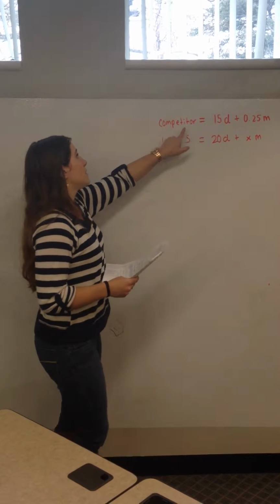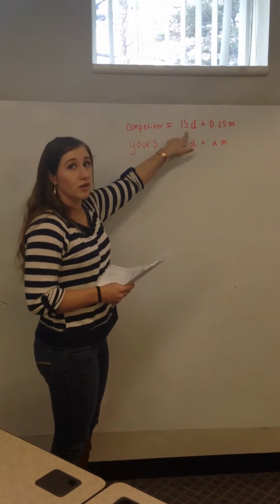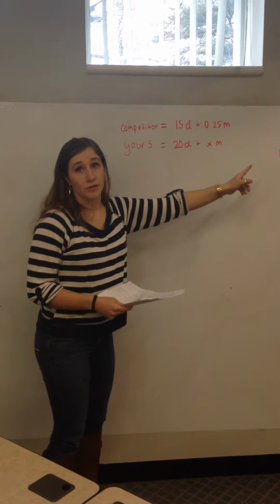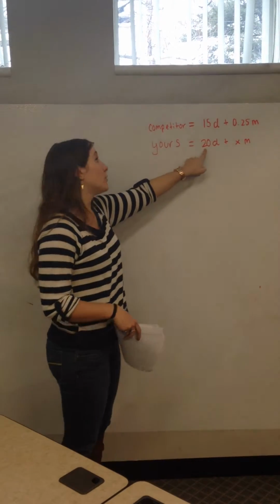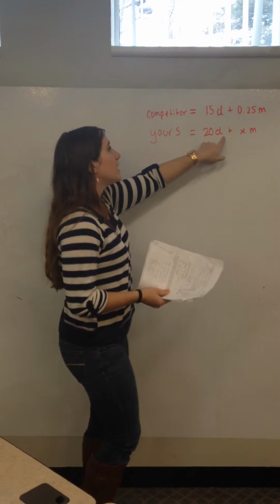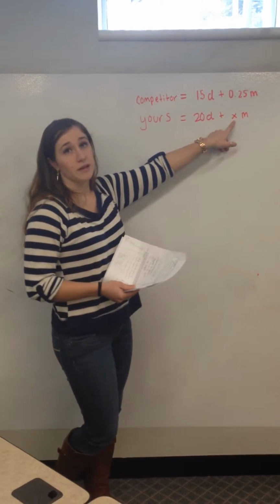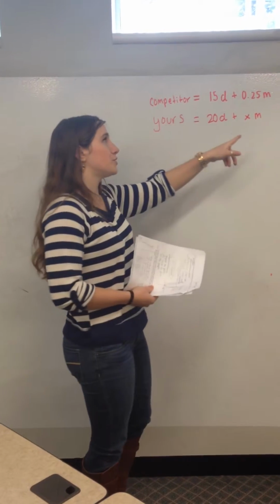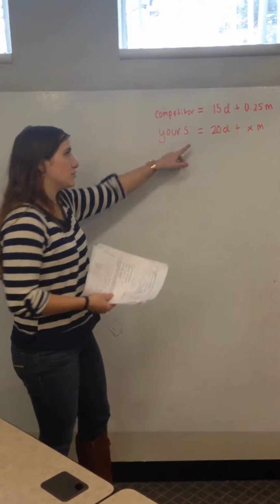So I have the competitor's rate, and it's $15 a day. You have to pay $15 every day you have the car, and then you have to pay 25 cents every mile you drive the car. For my rate, I got this from the problem, I'm paying $20 a day to have the car, and I'm trying to figure out how much I should charge per mile so that my option will be cheaper than my competitor's option. And M equals miles, and D equals days.